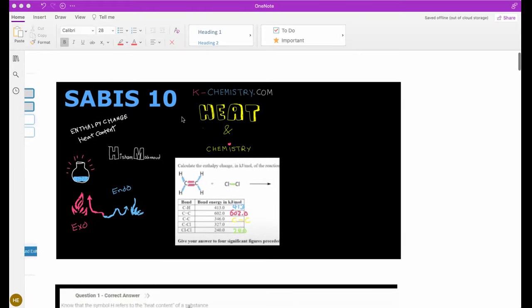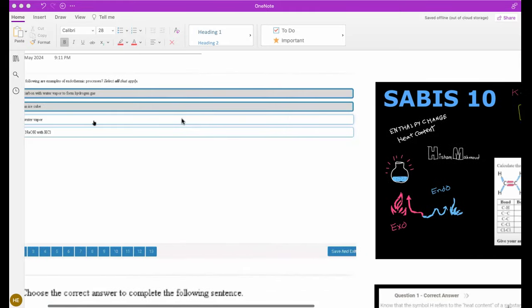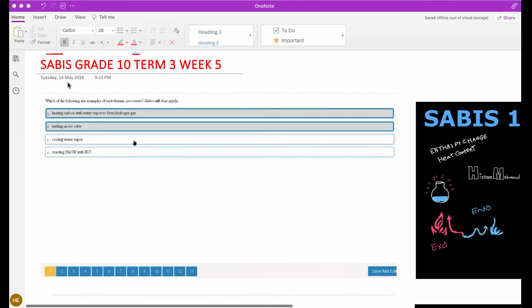This is SABIS grade 10, term 3 week 5, and we'll try to do it in the fastest way possible while explaining everything. Which of the following are examples of endothermic processes?